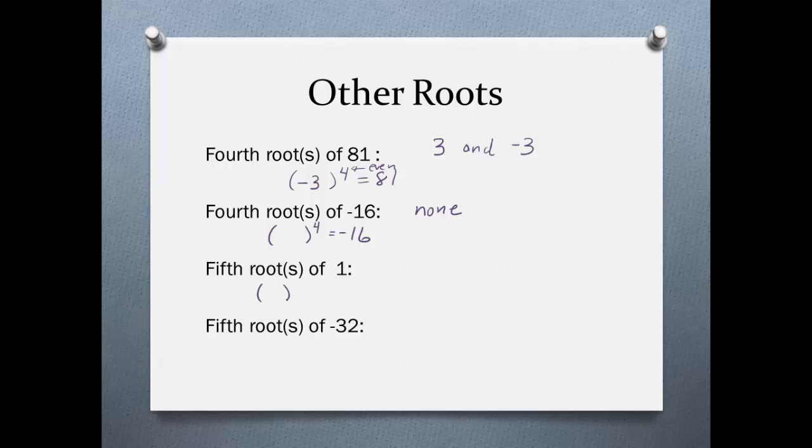Fifth roots of 1, what do you raise to the fifth power to get 1? I believe that's just 1. A negative won't work because this is an odd exponent here, and the only way you can get a positive result with an odd exponent is with a positive base. And this last one, what number do you raise to the fifth power to get negative 32? It is possible because this is an odd exponent, and it turns out that negative 2 times negative 2 times negative 2 times negative 2 times negative 2, 5 times, is negative 32, so the fifth root of negative 32 is negative 2.